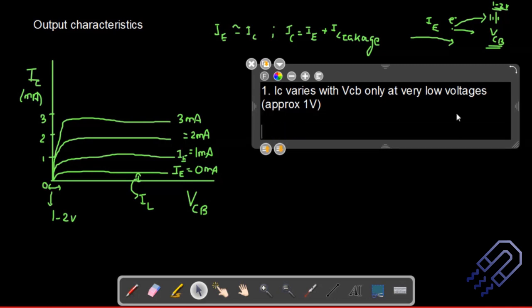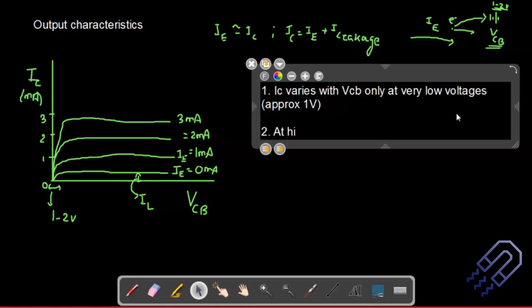And then what happens is, when the voltage is raised beyond this 1 to 2 volt, the collector current will become constant. So this straight line actually indicates that the collector current is constant, and it is almost equal to the emitter current. So if I ask you what analysis can you perform from the output characteristic graph, I think this is something which you should explain.